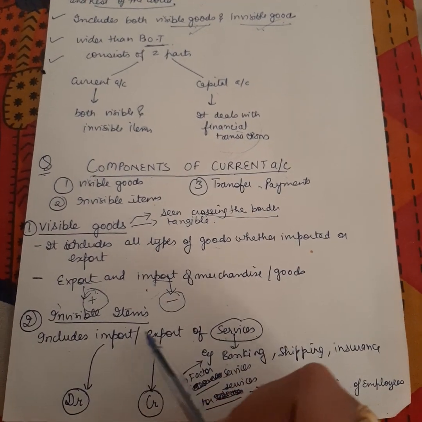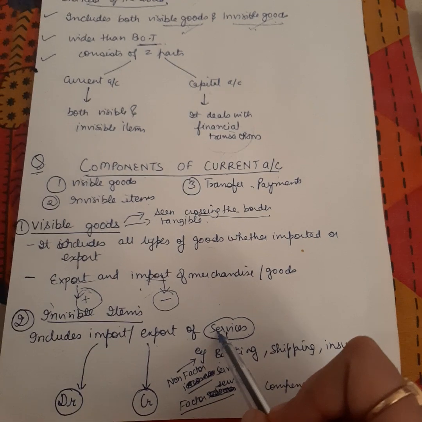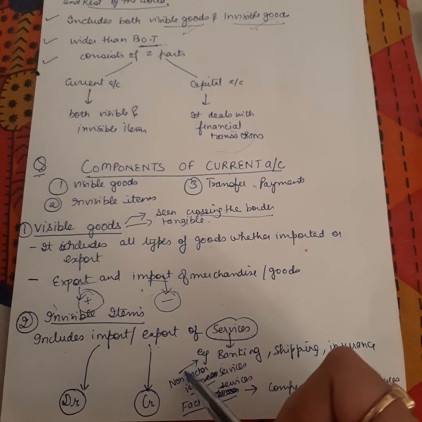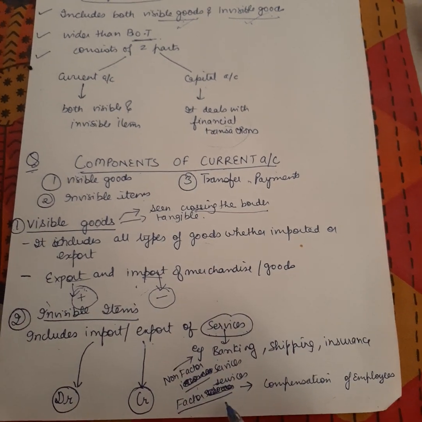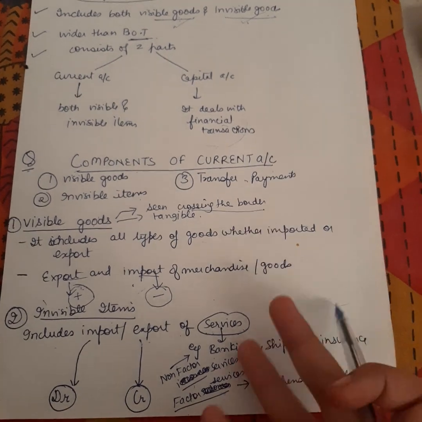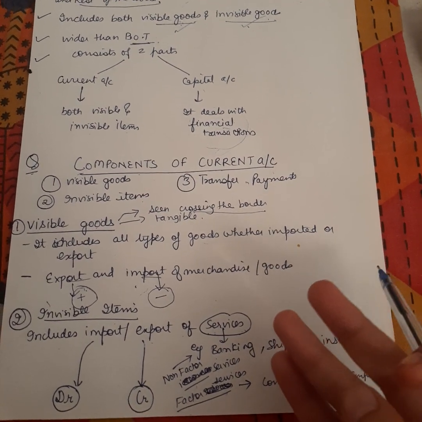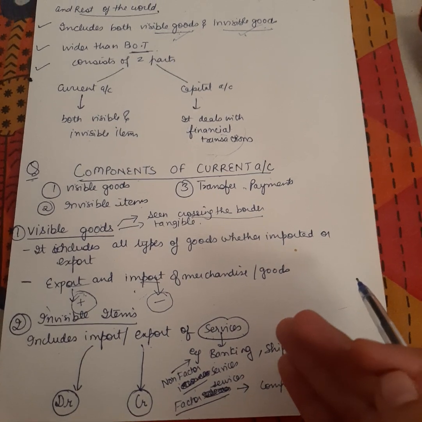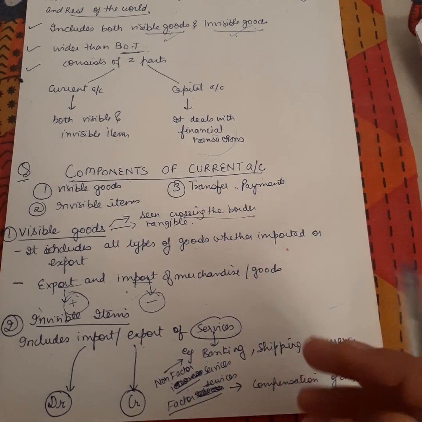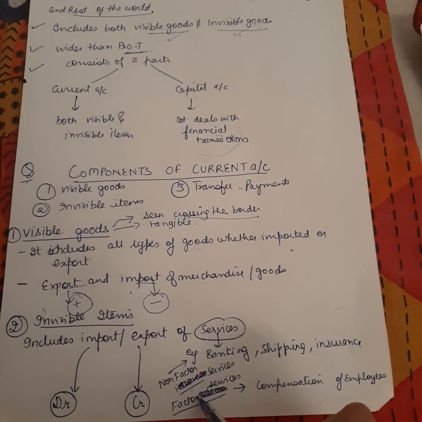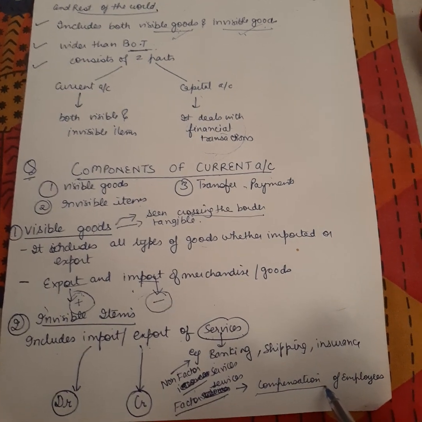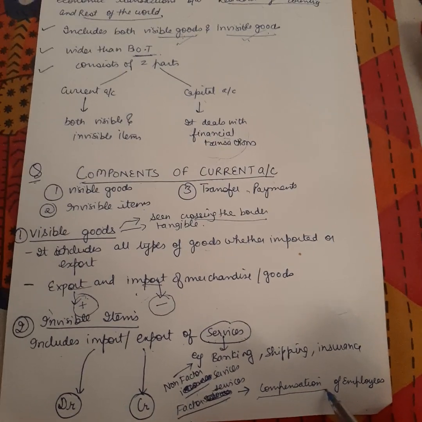Next is invisible items. It includes import and export of services. What kind of services? They can be factor services or they can be non-factor services. Any services for which we pay rent, wages, interest and profit, they are factor services. Example, compensation of employees, wages of employees, they are factor services.